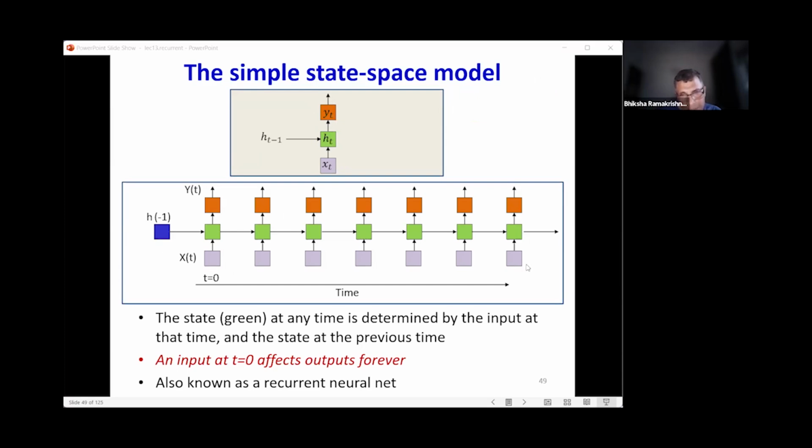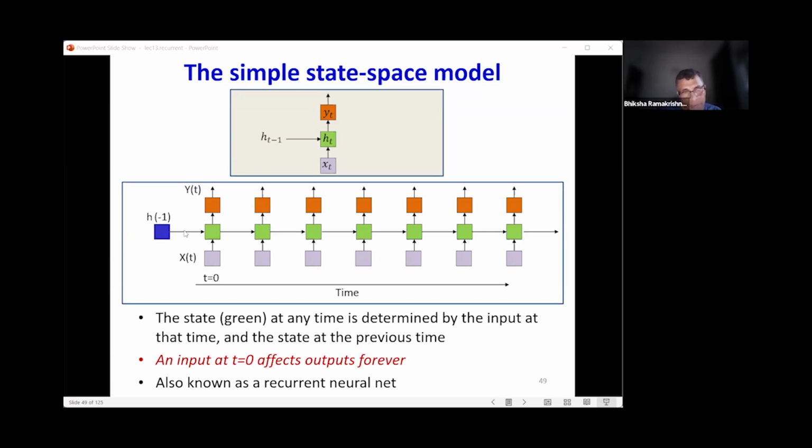So if you had a sequence of inputs, this is what the computation looks like. You have the initial h_{-1}. That and the 0th input are used to compute the hidden state at time 0, which is then used to compute the output at time 0. Then at time 1, the first input and the hidden state at time 0 are used to compute the hidden state at time 1, which is then used to compute the output at time 1, and so on. So at each time, the input at that time and the hidden state at the previous time are both used to compute the hidden state at the current time, which is then used to compute the output.